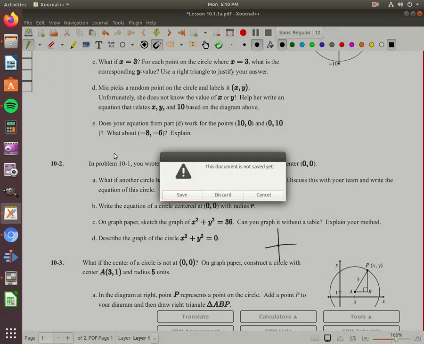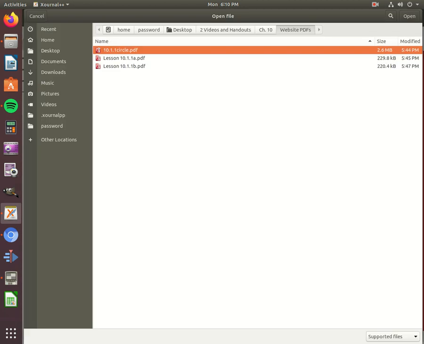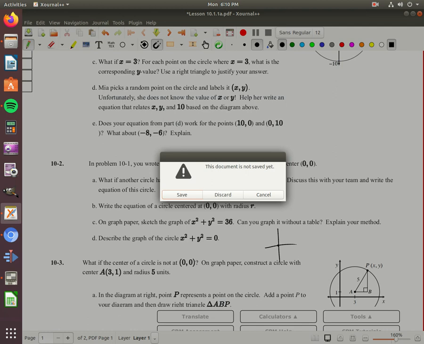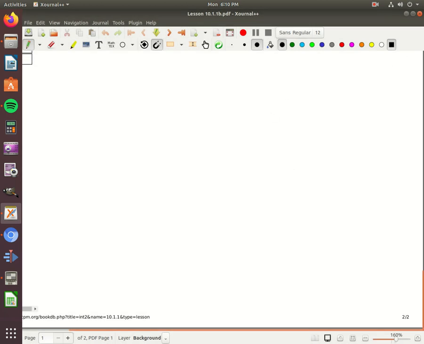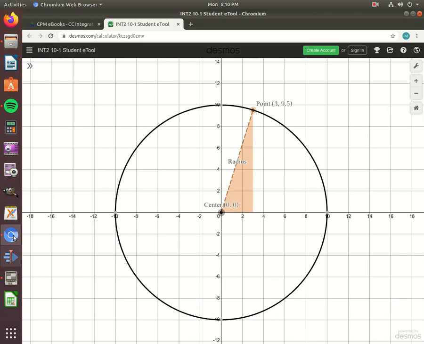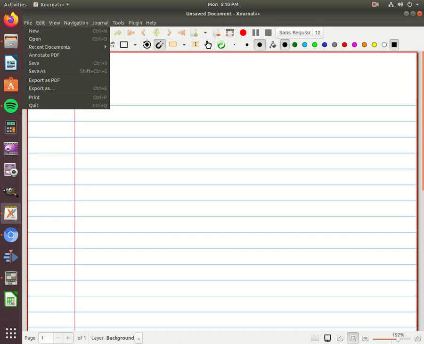Let's go ahead and jump to problem 10.3. Yeah, that's not going to work here. So we will reopen it.